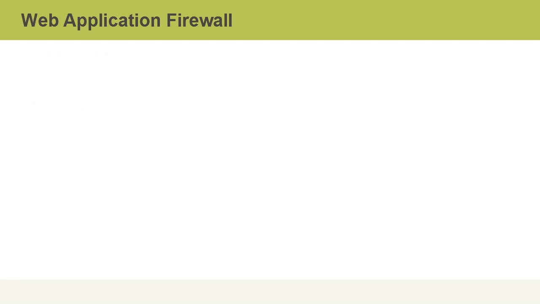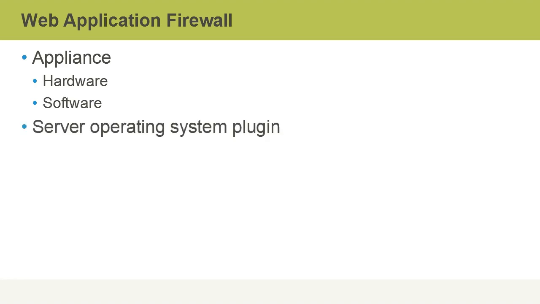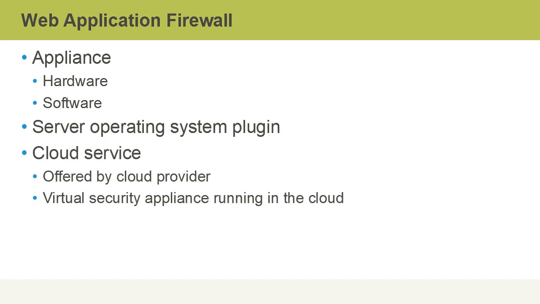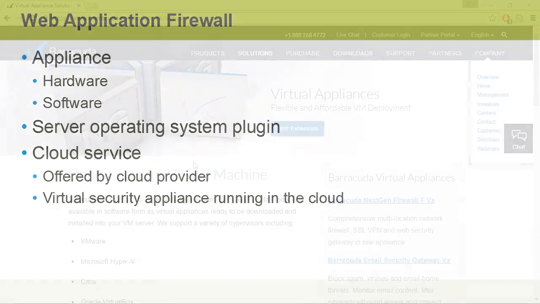So the web application firewall can come in the form of an appliance, either hardware or software based. It could also be a server operating system plugin. In the cloud, we might have web application firewall services offered by the cloud provider, or if not, we might have a virtual security appliance from a specific vendor that we're running in the cloud as a virtual machine.